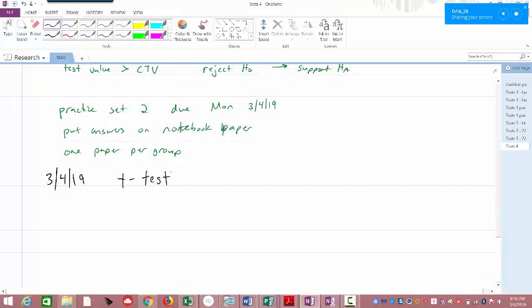Okay. What we are doing, the first statistical test, because what you just did on that last problem set was someone gave you the calculated test statistic and you just compared it to a table value. So now we're going to start with you actually calculating your own test statistic. And the first one we're going to do is a t-test.